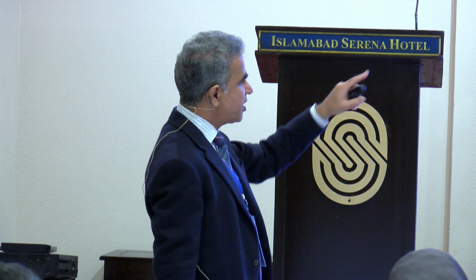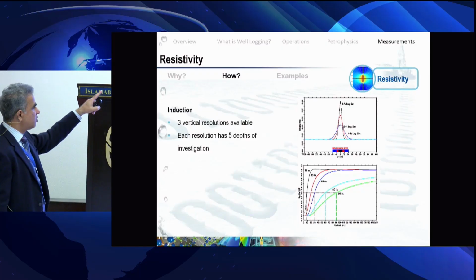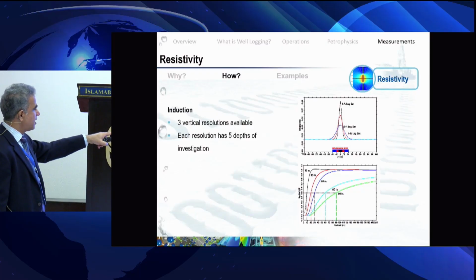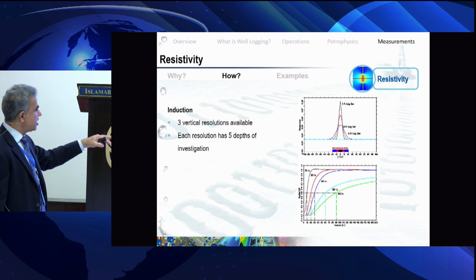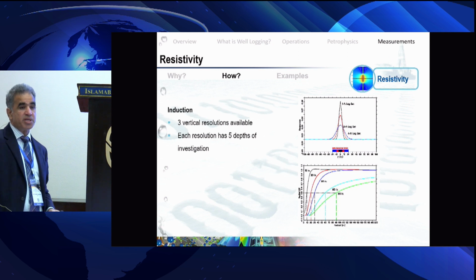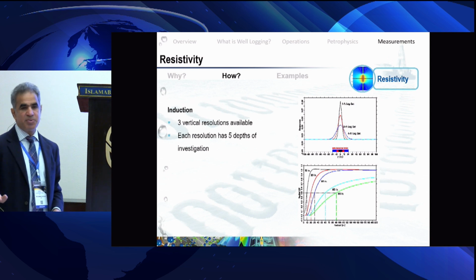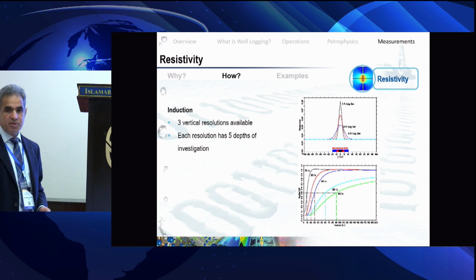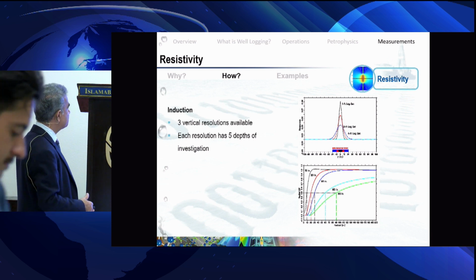So in induction, we have different types of vertical resolution. On the top one, you see smoother to very sharp, and then different depths of investigation, reading close to the borehole: 10 inch, 20 inch, 30, 40, 60 inches. 60 inch is deep into the formation. The further you read from the borehole, the more representative of the formation it will be, because of invasion, the penetration of the drilling fluid into the formation.